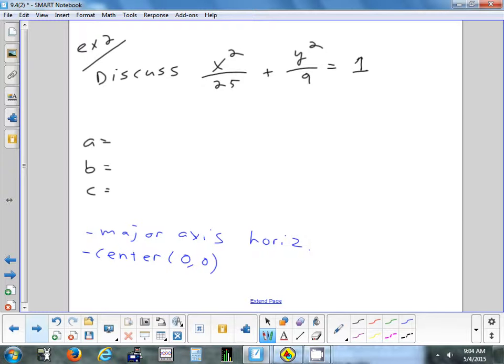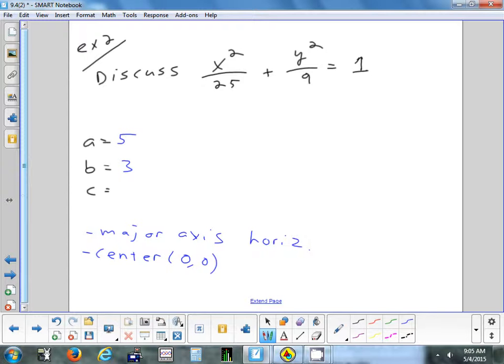Okay, what's a here? 5. Good. What other letter can I find directly? B or C? B. Right? The two letters in the formula are a squared and b squared. So what's b? B is 3. Now we can find c, and c is important because it's going to tell us where the foci are. Okay, so let's find c.